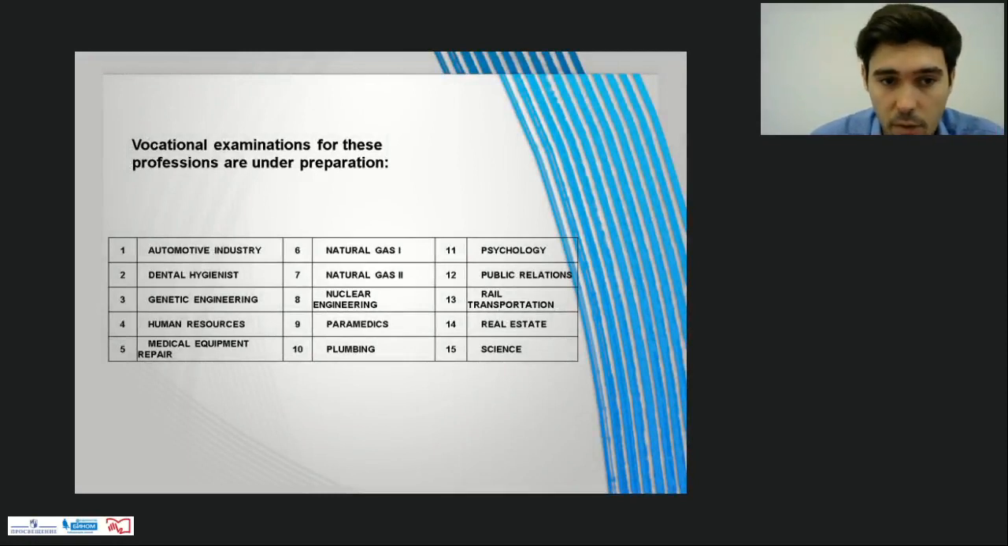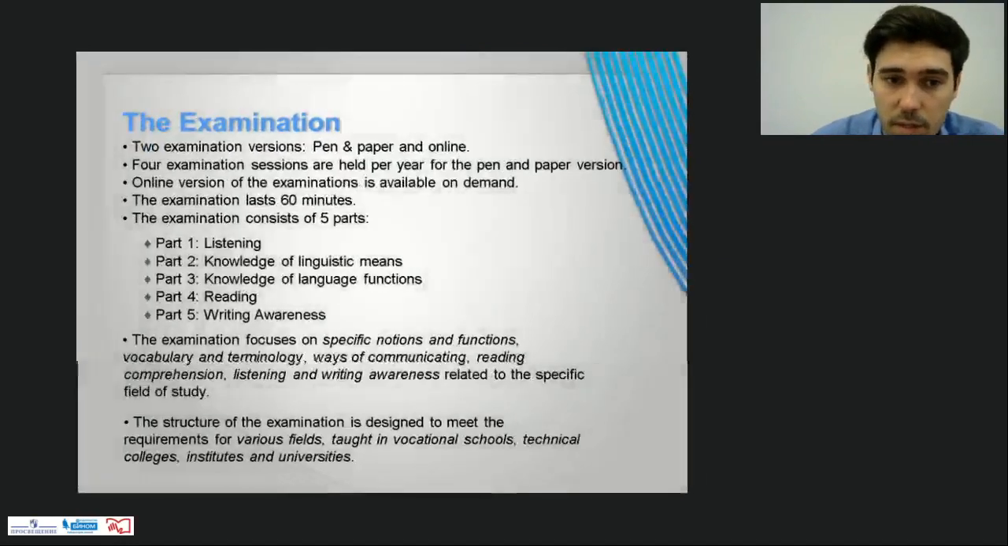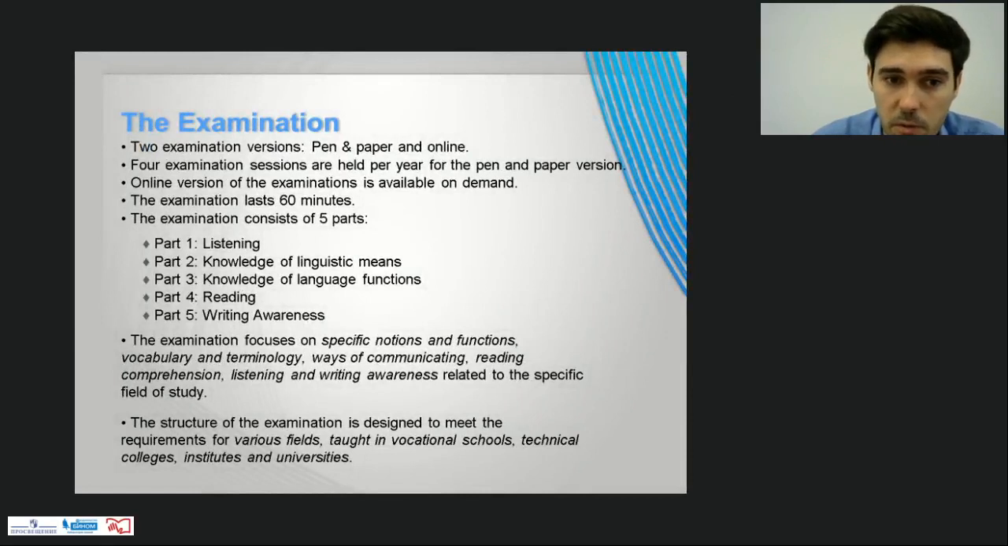The examination itself has 5 parts. It focuses on all 4 different skills. As we can see, part 1 is listening, knowledge of linguistic means is part 2, part 3 is knowledge of language functions. We also have part 4, reading, and part 5, writing awareness. So the examination focuses on all of these skills that the learners will have developed throughout their ESP course.